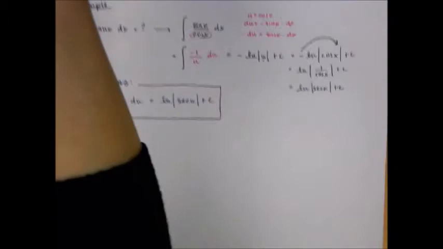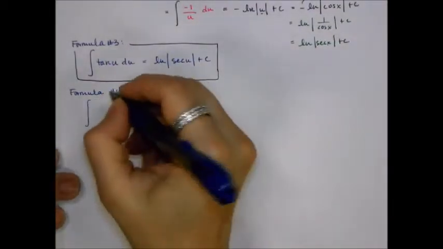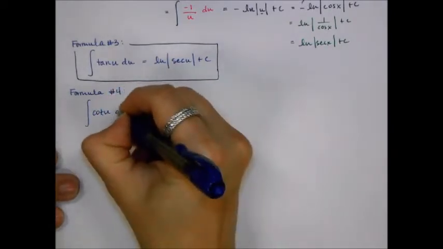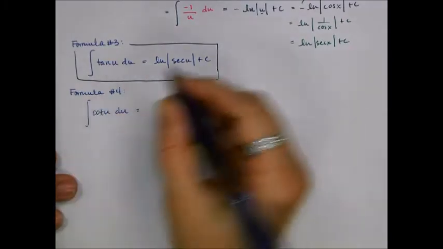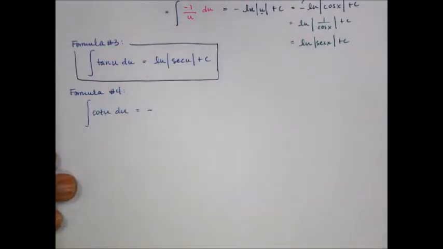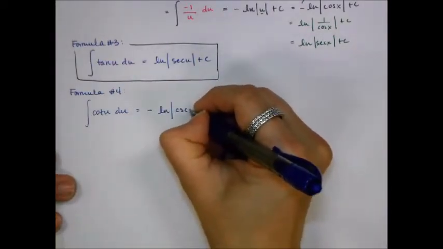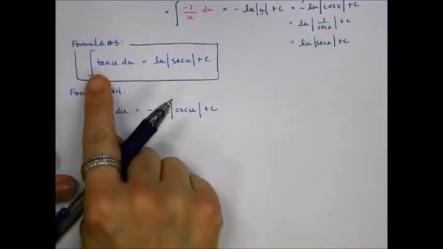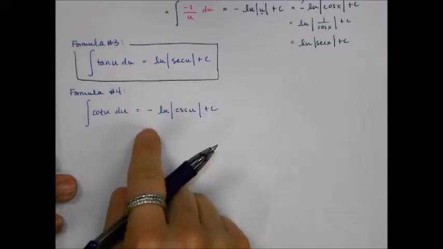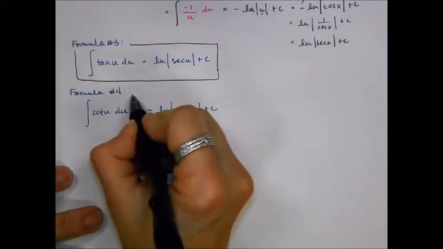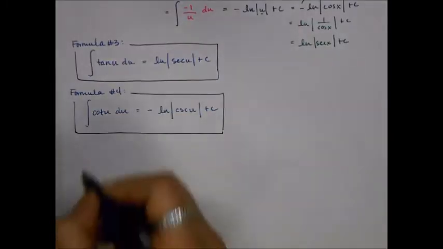So that's the integral for tangent, the integral for cotangent. So just like derivative of anything that starts with a c, the integral of cotangent is going to start with a negative natural log of the absolute value of cosecant u plus c. So tangent with secant, cotangent with cosecant, positive, negative. So we just want to be able to remember these quickly. So we'll look for things that are similar.